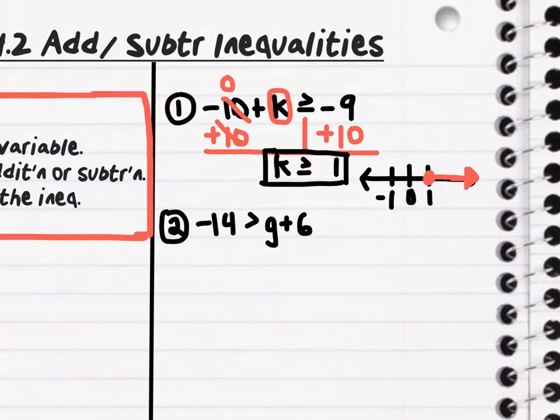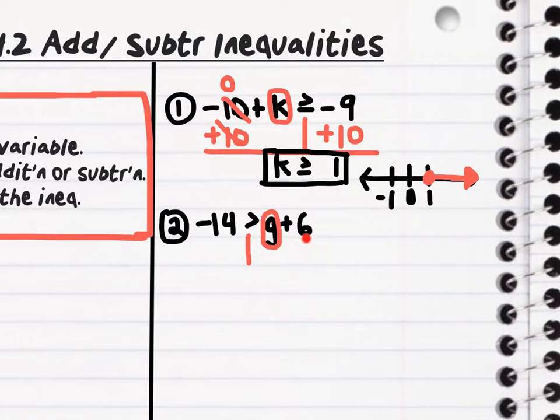Okay, so let's write number 2. Number 2 is negative 14 is greater than g plus 6. So again, you're going to circle your variable. So I'm going to use red here, circle g. And then I want you to draw a line underneath the inequality symbol. So now we're trying to get g all by itself.